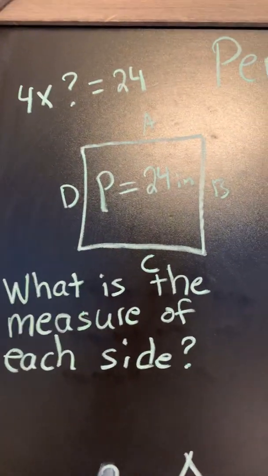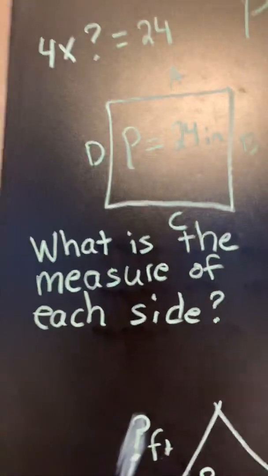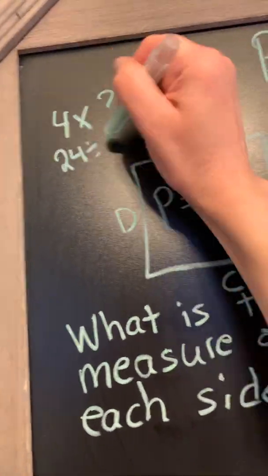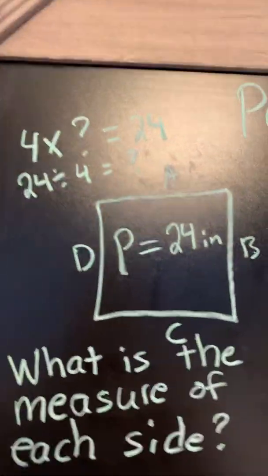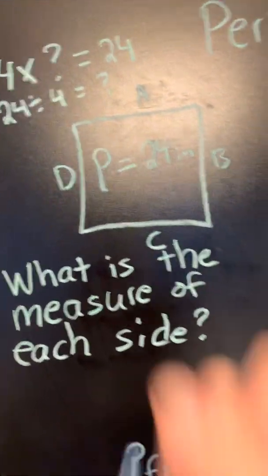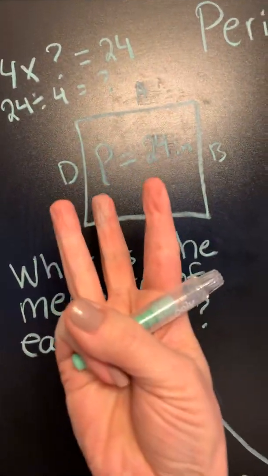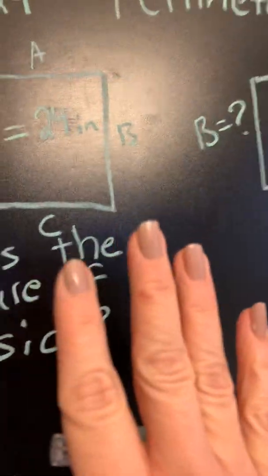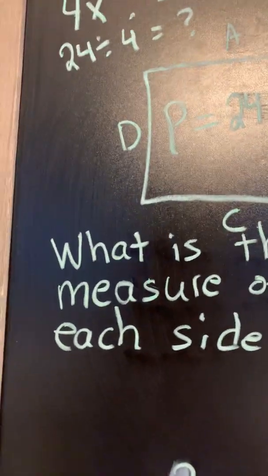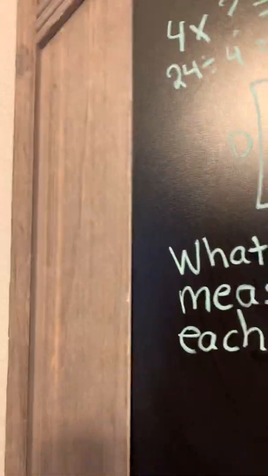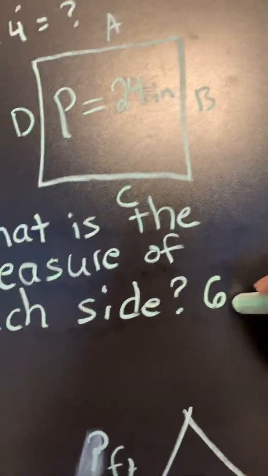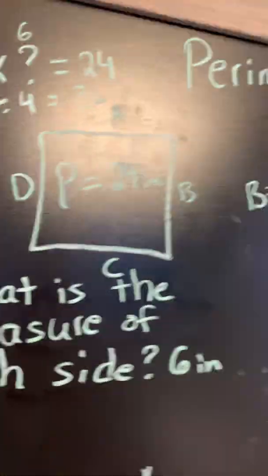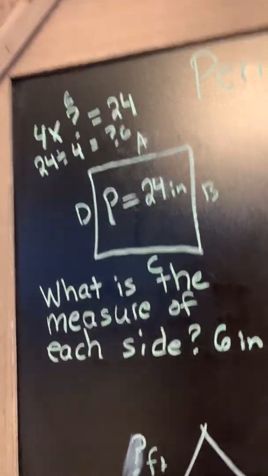So then ask yourself, 4 times what is 24? Or 24 divided by 4 will give you the same thing. So if you count by 4s, 4, 8, 12, 16, 20. 4 times 5 is 20. And then 4 times 6 is 24. So that means each side is going to equal 6 inches. 6 times 4 is 24.